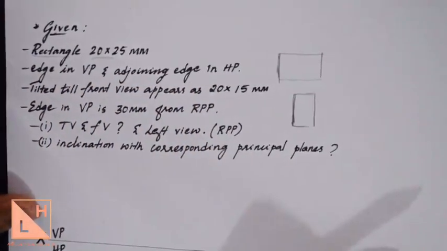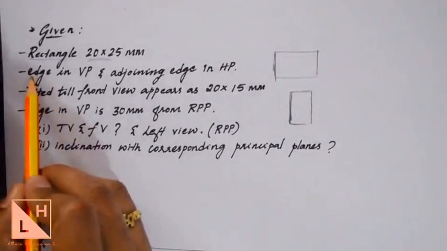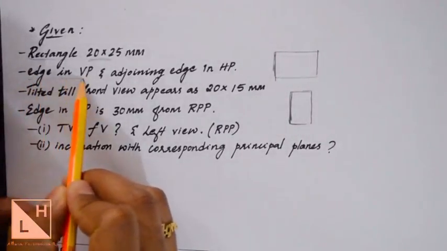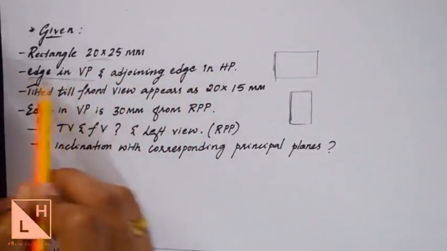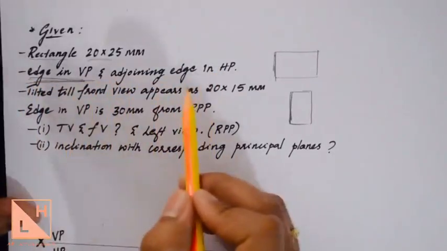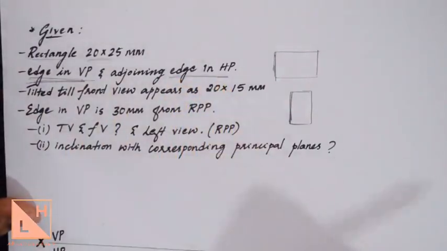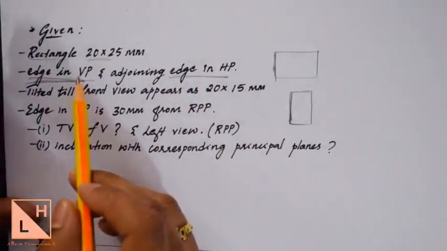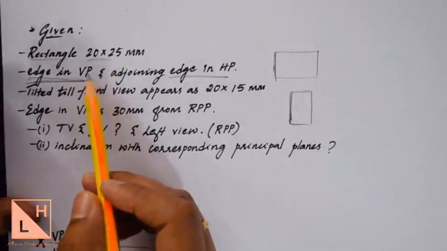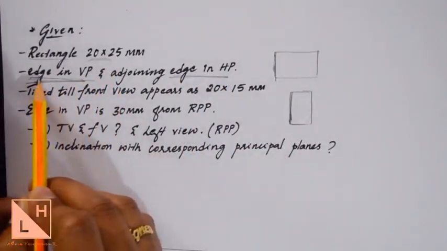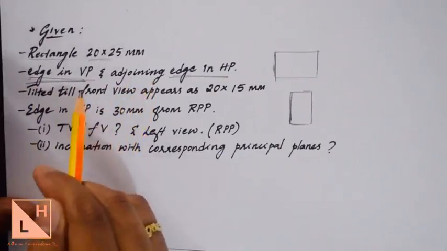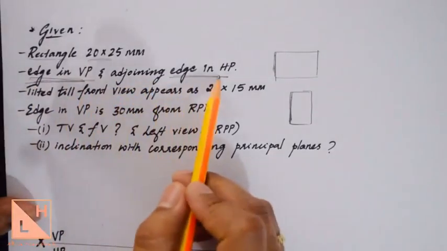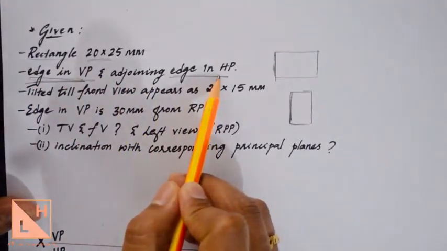Now all of you carefully read it again. It says that the rectangular edge is in VP and the adjoining edge is in HP. So you see here the edge is in VP and there is one more edge which is also in HP. So we usually decide where to draw the plane figure depending on where the edge is resting, right? If it is resting in VP, we draw the plane figure on VP. If the edge is resting on HP, we draw the plane figure on HP.